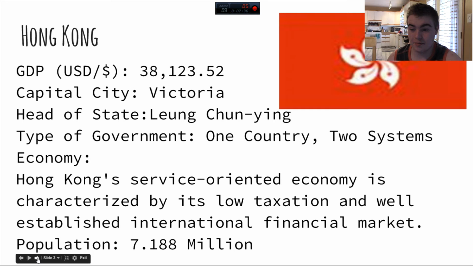They have a type of government called one country, two systems. That is a whole mess of a story. Pretty much, they're combining British power and Chinese power, mixing the two systems together. It's a really messy system, but it works. At the bottom, if you can't see it, the population is 7.188 million. Anyways, let's move on.